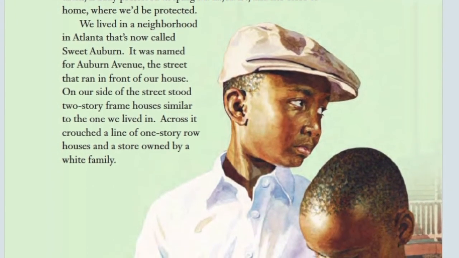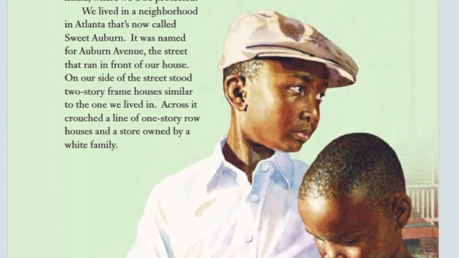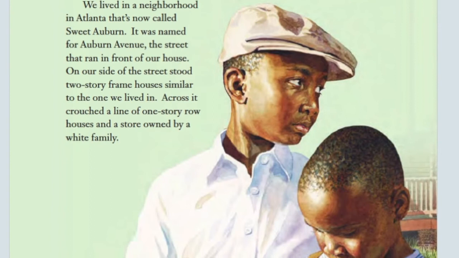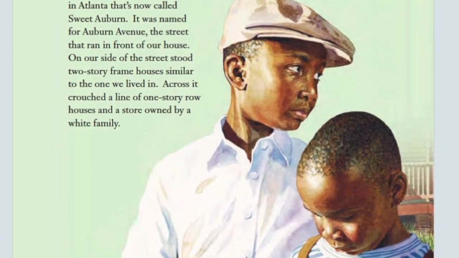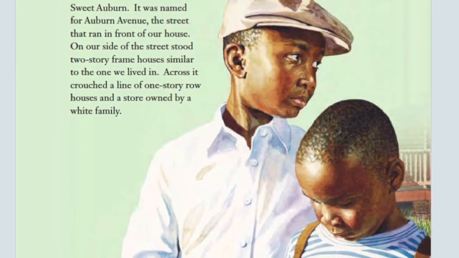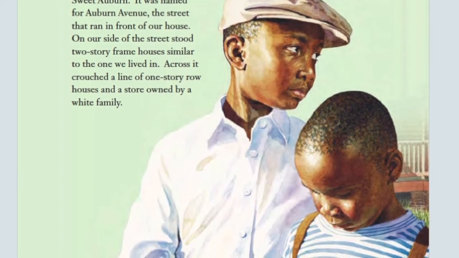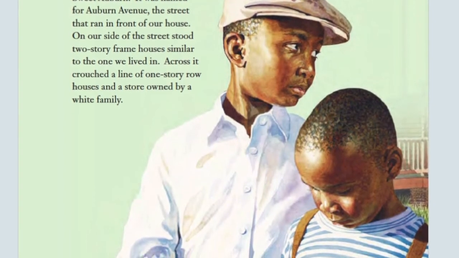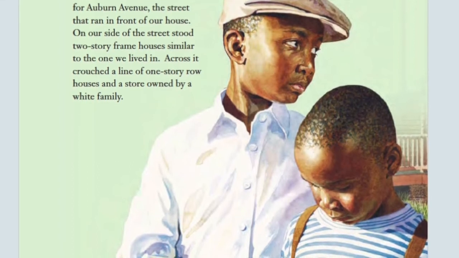We lived in a neighborhood in Atlanta that's now called Sweet Auburn. It was named for Auburn Avenue, the street that ran in front of our house. On our side of the street stood two-story frame houses, similar to the one we lived in. Across it crouched a line of one-story row houses and a store owned by a white family.